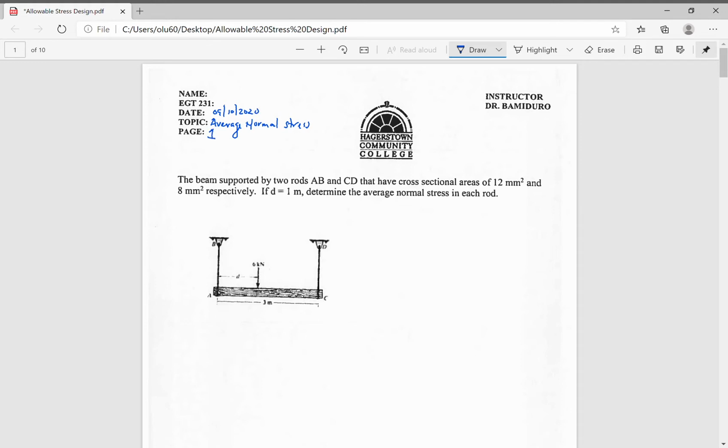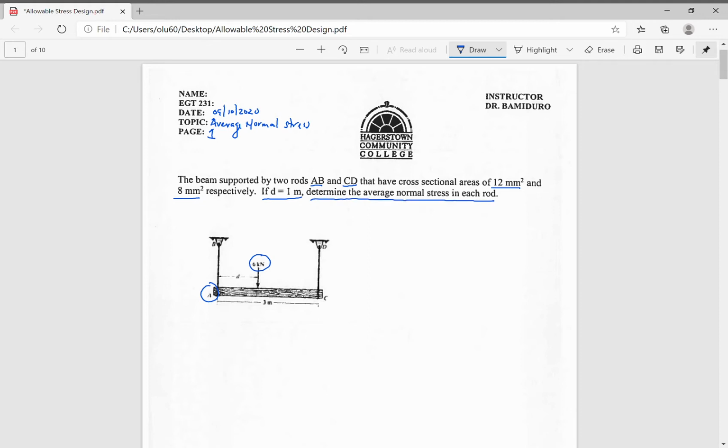This is page 1. This particular question is saying that the beam is supported by rods AB and CD that have cross-sectional areas of 12 millimeters squared and 8 millimeters squared respectively. If the distance between A and this normal force of 6 kilonewtons is given, determine the average normal stress in each rod.